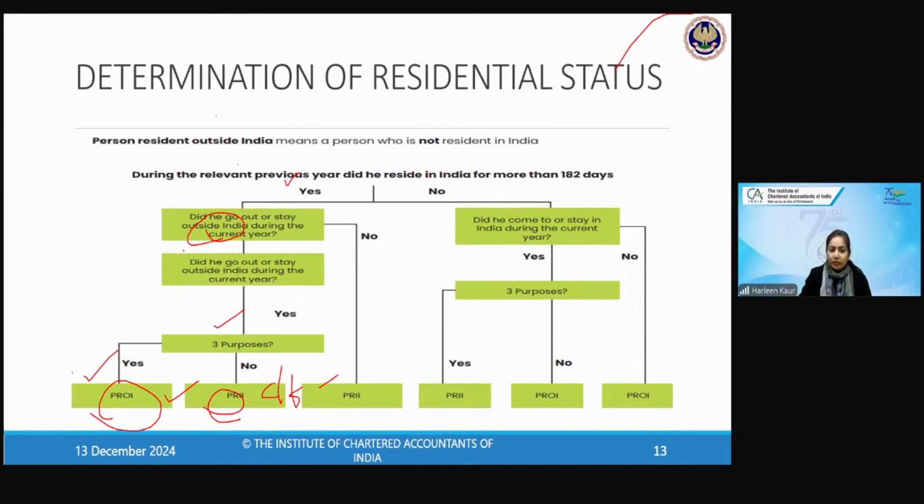Okay, clear? The first table is clear to all of you. Now let's understand the second table. If I have not stayed in India for more than 182 days, then simply I become PRO. But if I'm a PROI, and I have come to India for these three purposes, then I become PRI. And if I have not come to India for these three purposes, but for any other purposes, then I remain PROI. That is my carry forward of status. These both are my carry forward of status. What is the meaning of carry forward? Whatever I was in the previous year, I will remain the same.